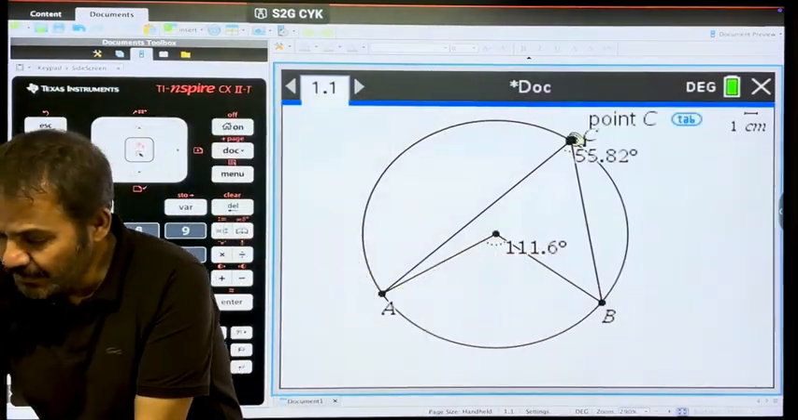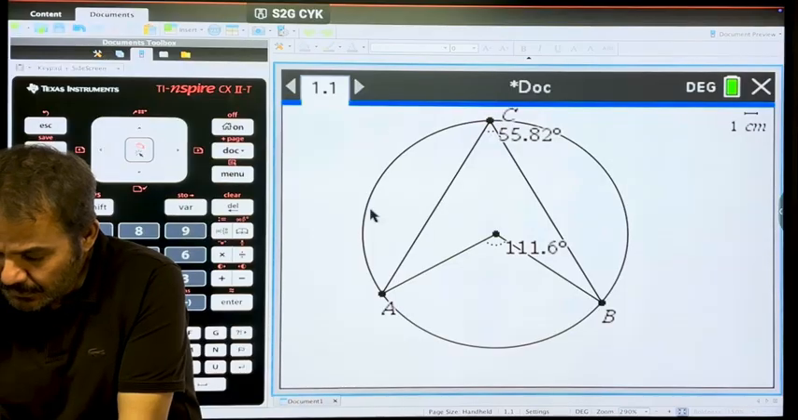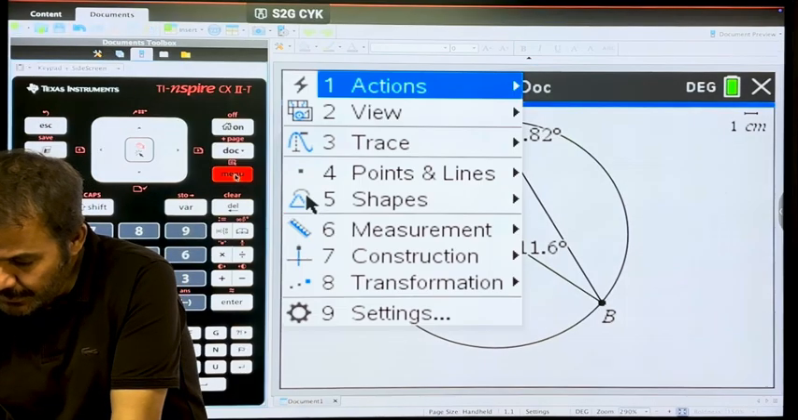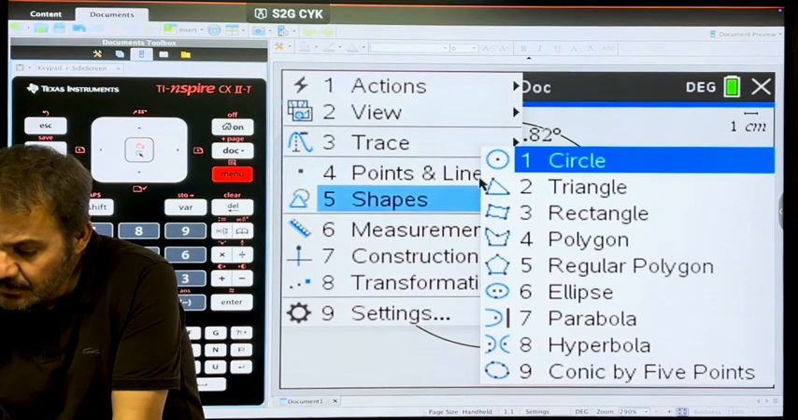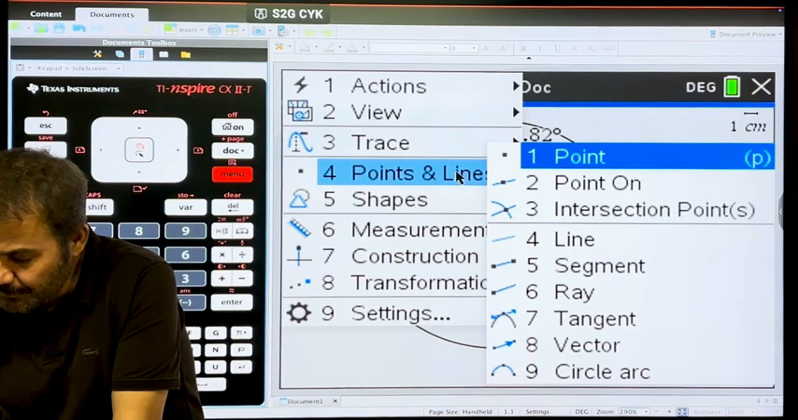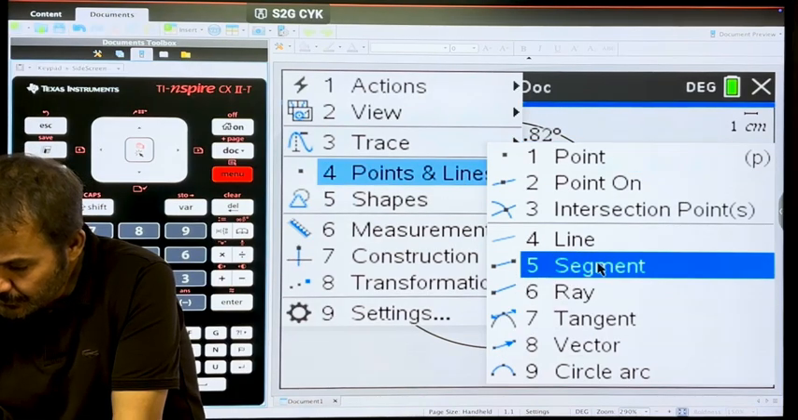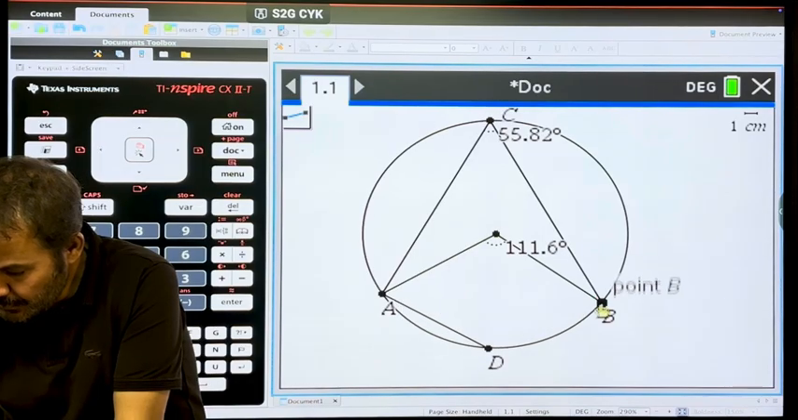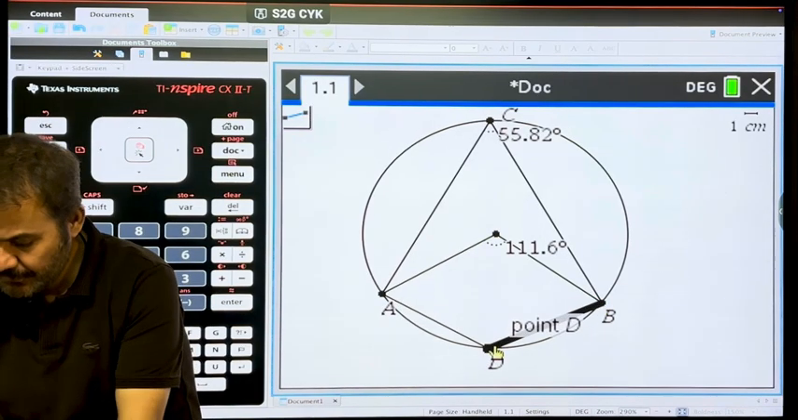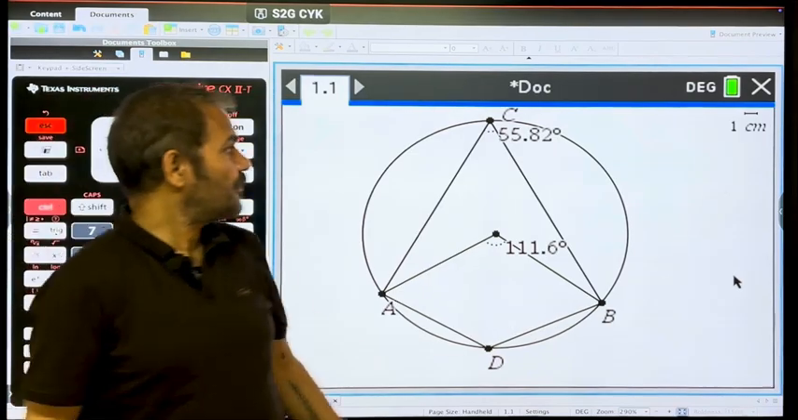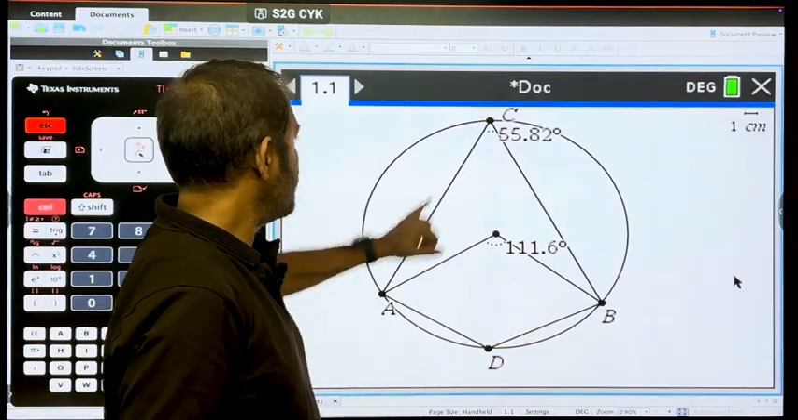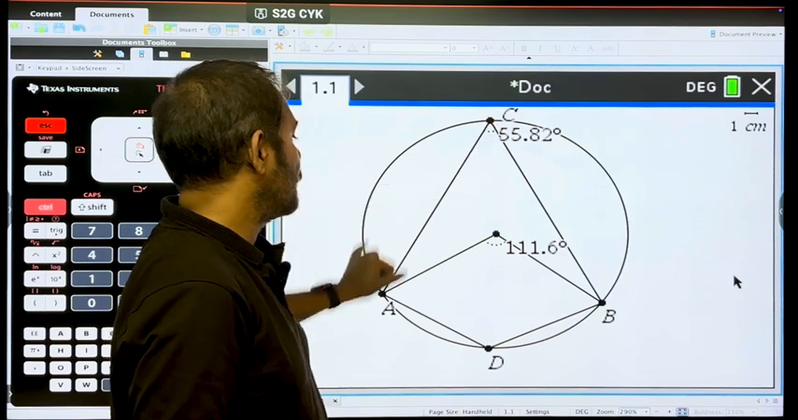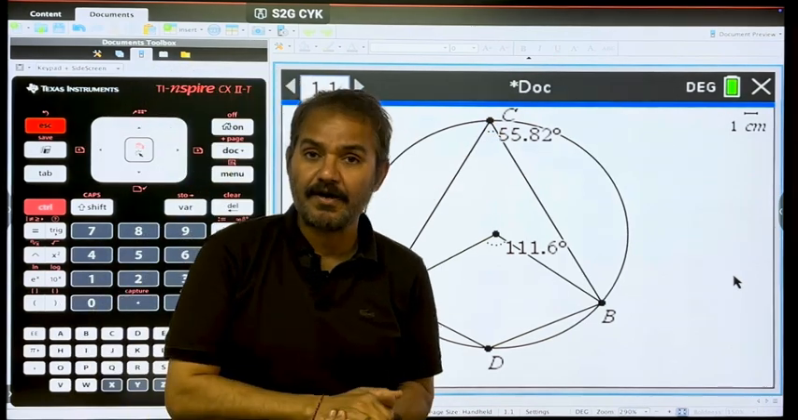Moving on, have a look at this diagram. Now, I would like to draw another line segment here from A. I'll move here and create another line segment. Now, if you see ADBC, this ADBC is a quadrilateral.